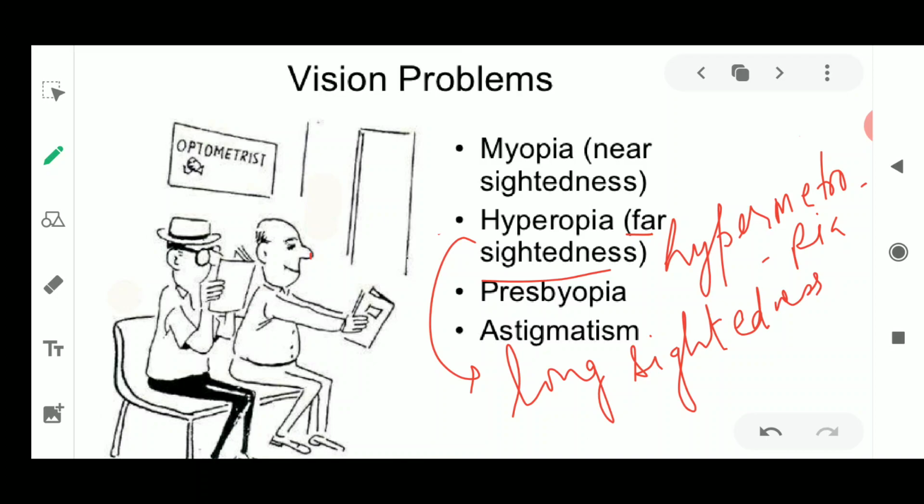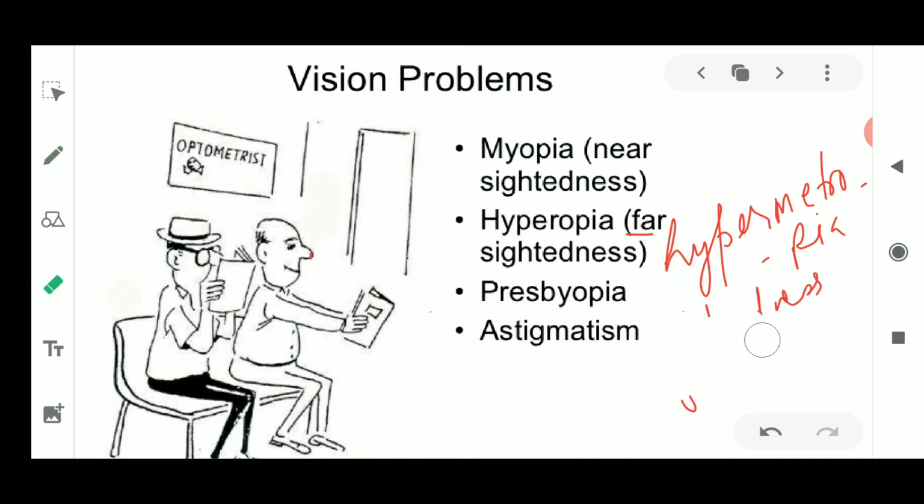Next is astigmatism, which is the next problem we need to discuss. What is astigmatism? This is also an eye problem where a person is not able to see both horizontal and vertical lines simultaneously. That means the person is not able to see the vertical as well as the horizontal lines clearly.